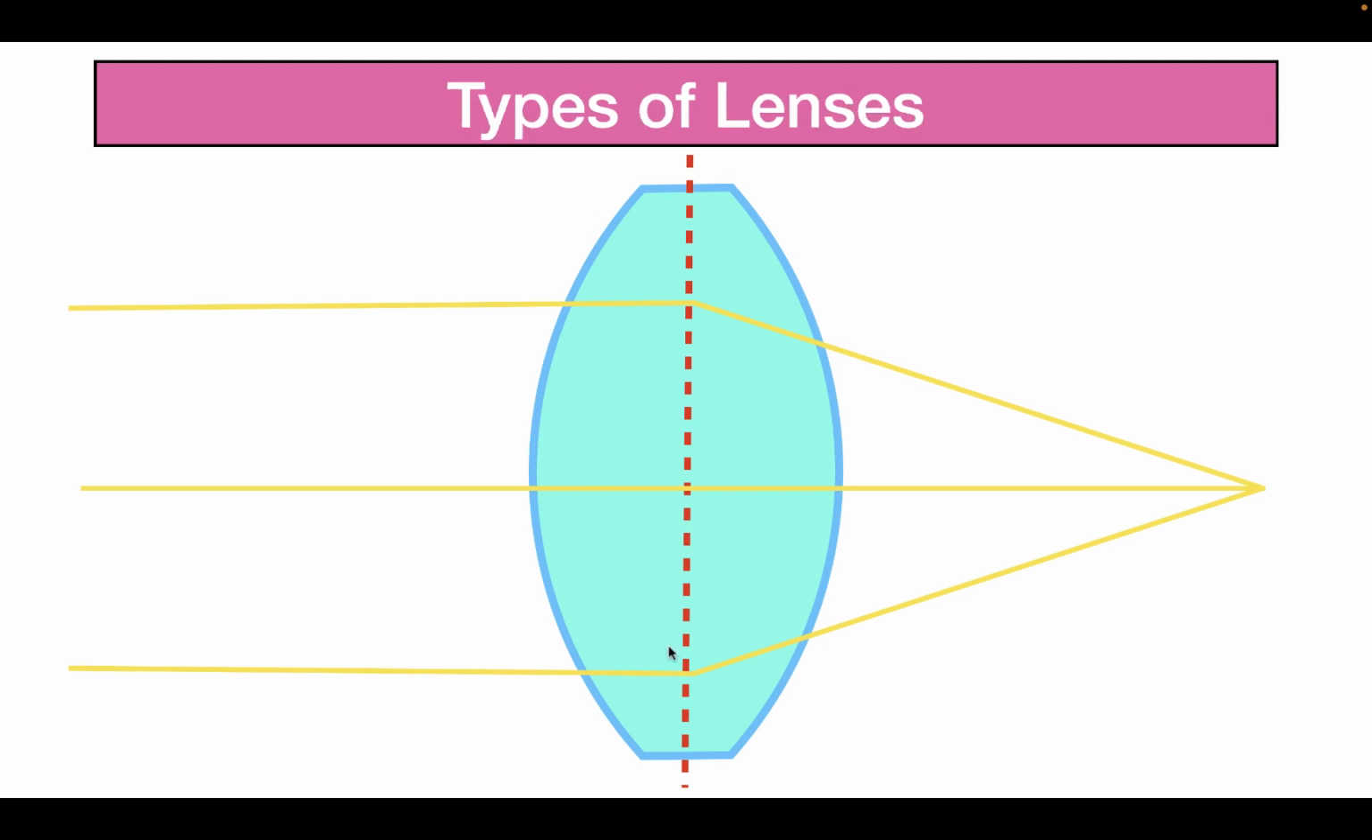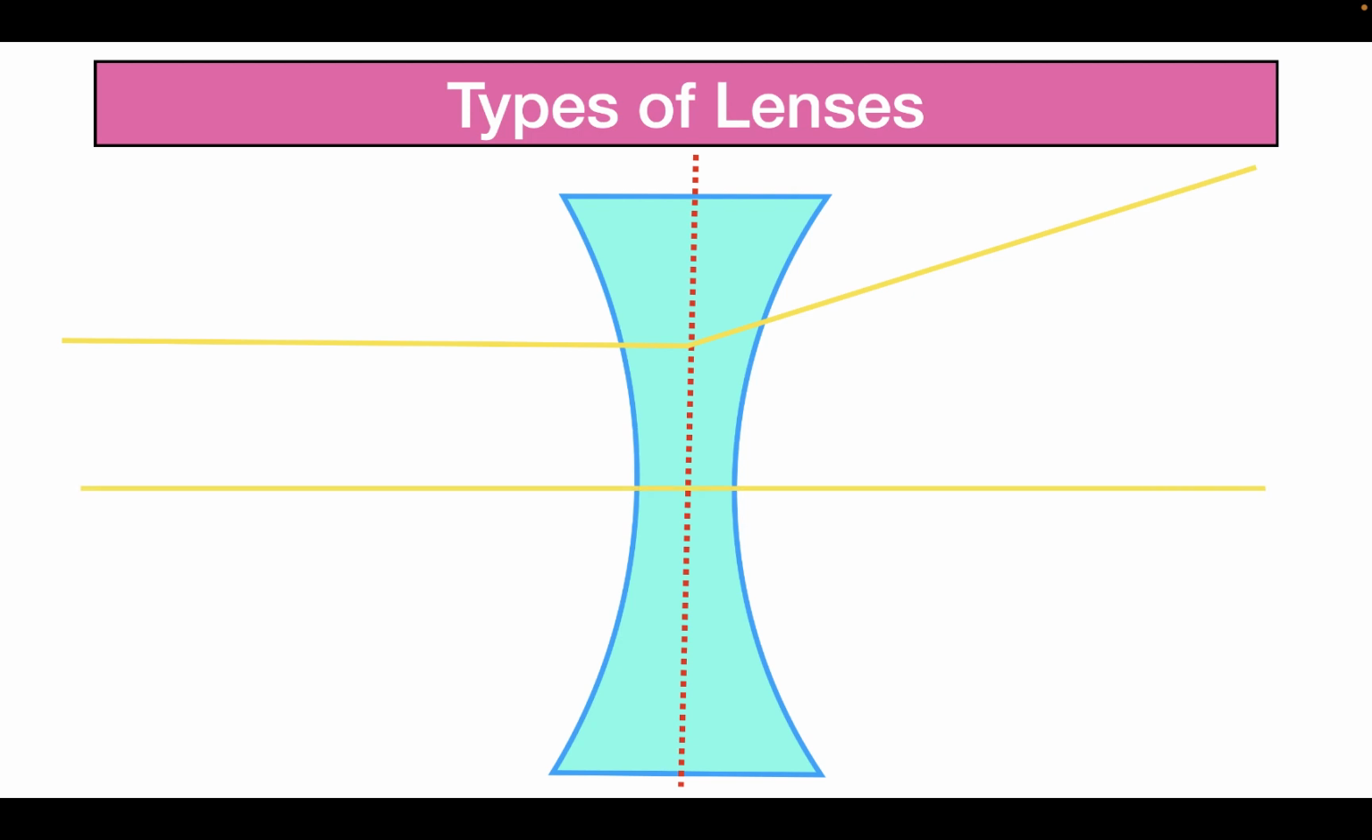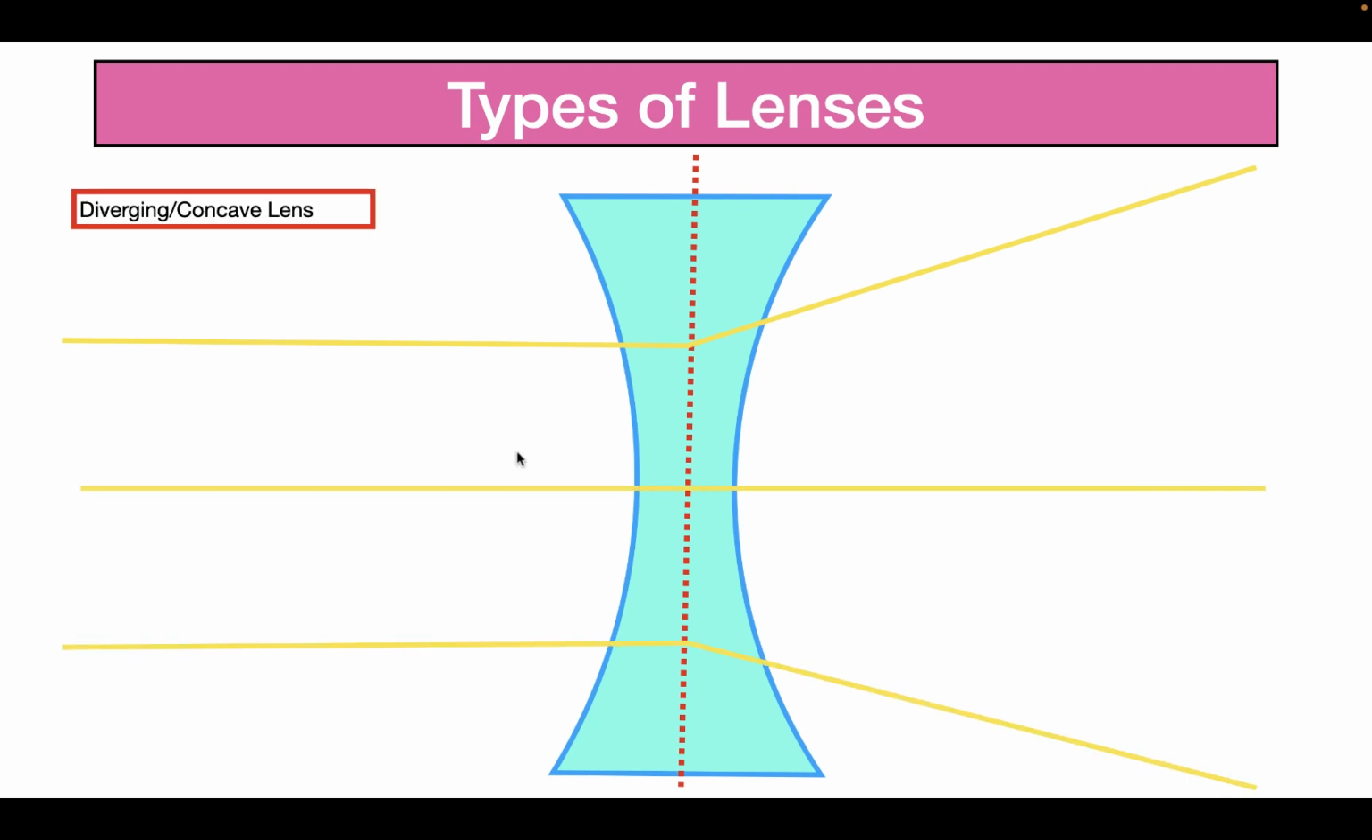With that, we can have two different types of lenses. This lens right here is called a converging or convex lens. A converging or convex lens focuses the light rays onto a single point, as we see right here. And this is the type of lens that we have in our eye. The other type of lens is a diverging lens. It's called a diverging lens because it causes the light rays to spread out like this. Diverging lenses are also called concave lenses.